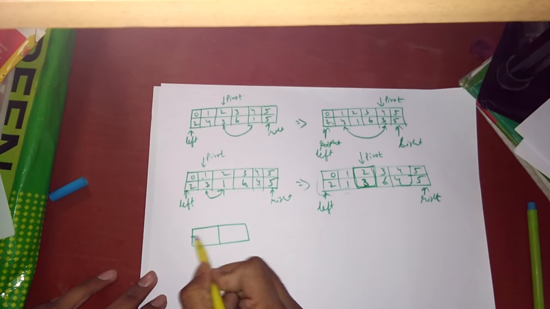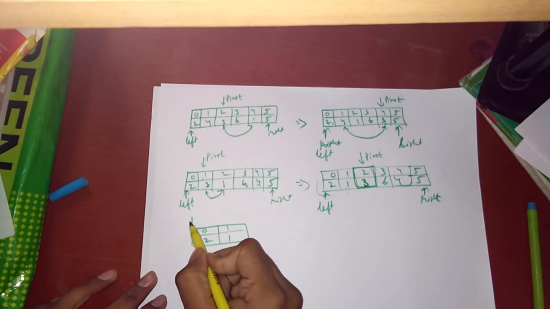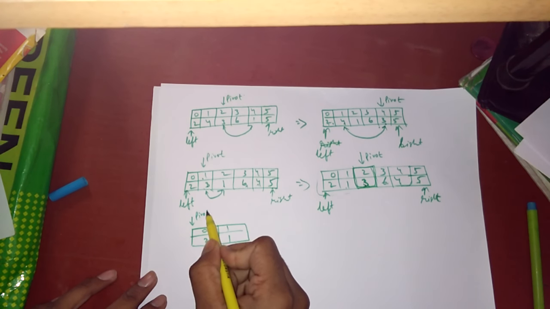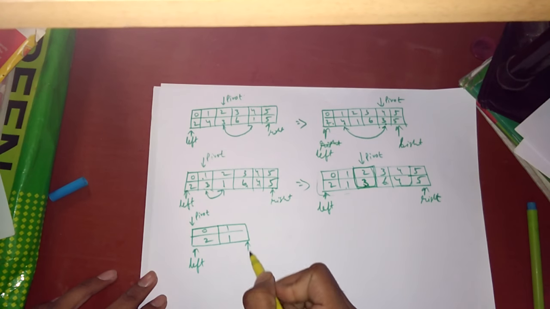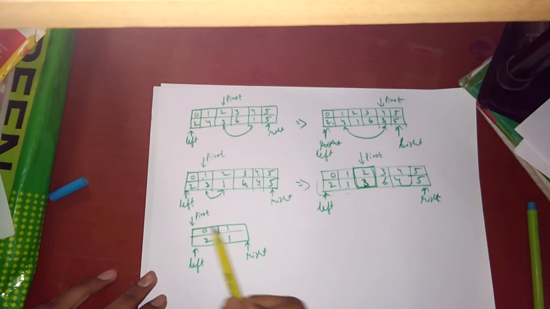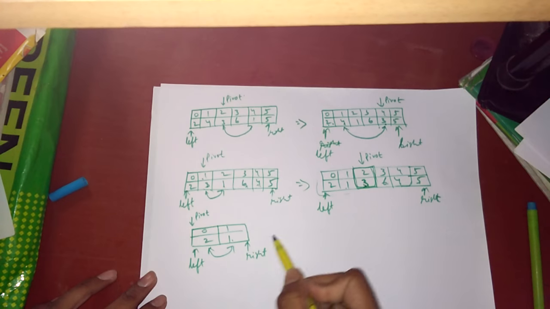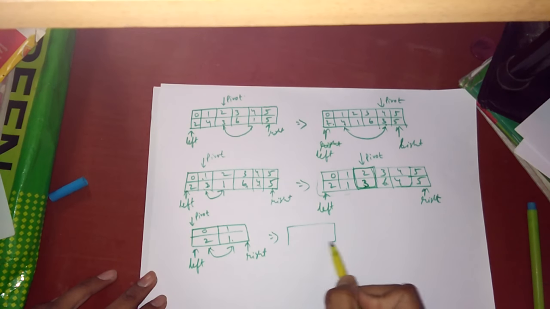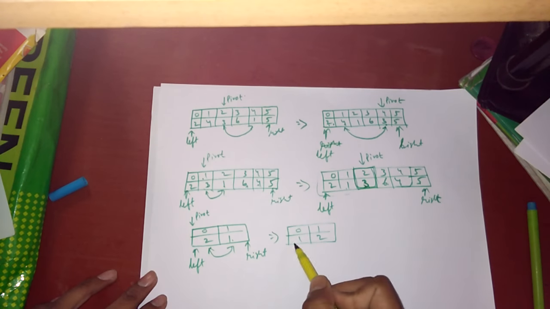Here will be 2, 1. Let's say our pivot is here, left, right. Since the pivot is on the left, we will start comparing from the right. Is the pivot greater than 1? No, false, so it will be swapped. So it is like 1 2. It is sorted.